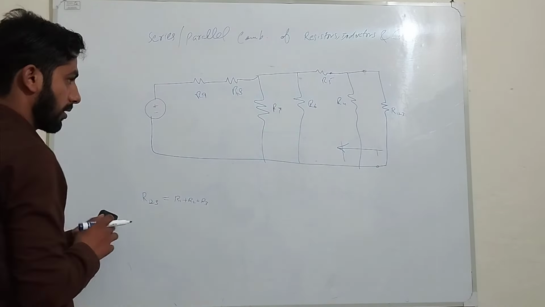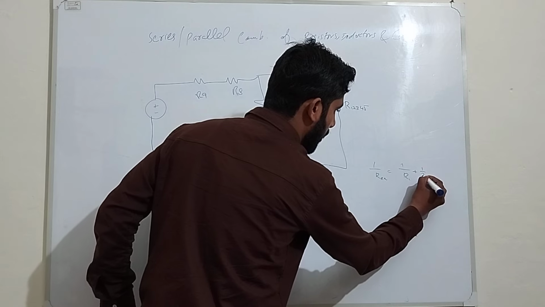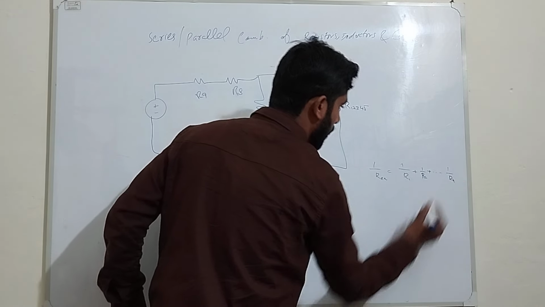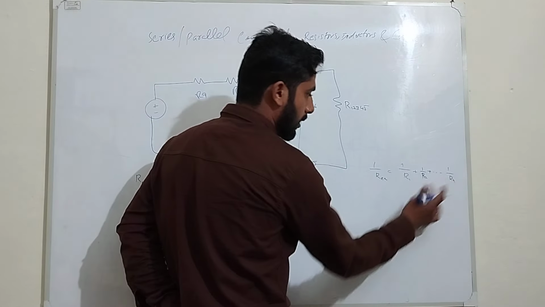Make an equivalent resistor named R1234567, which will be equal to R12345 in parallel with R6 in parallel with R7. So how will I solve these things? You can see here, 1 over R equivalent in parallel is equal to 1 over R1 plus 1 over R2 plus until 1 over Rn. Okay, so solve here in this combination.